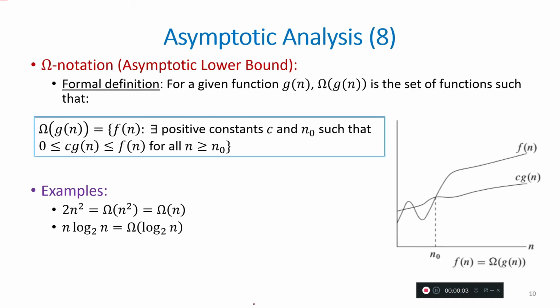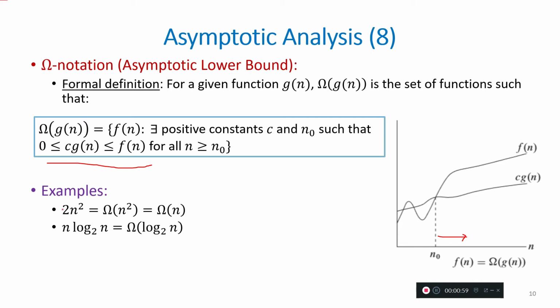In contrast to the big O notation, omega notation, or the asymptotic lower bound notation, actually gives us a lower bound of any given function f of n. As we see in this figure, for any n value greater than n naught, all f of n functions that are above the g of n function actually belong to the set omega g of n. So the formal definition is the set of any f of n functions such that there exist some constants c and n naught that satisfy this condition.